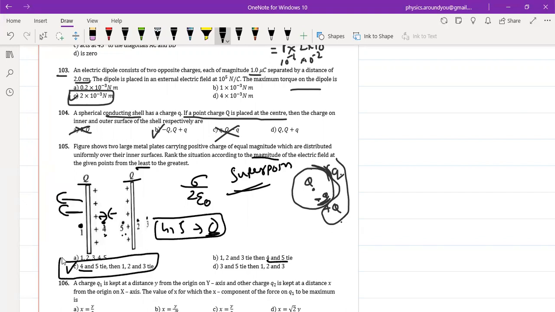I don't even go and look at 2 and 3. I don't need to do that. See how much time I save. That is question number 105. Because 0 is the least positive number.